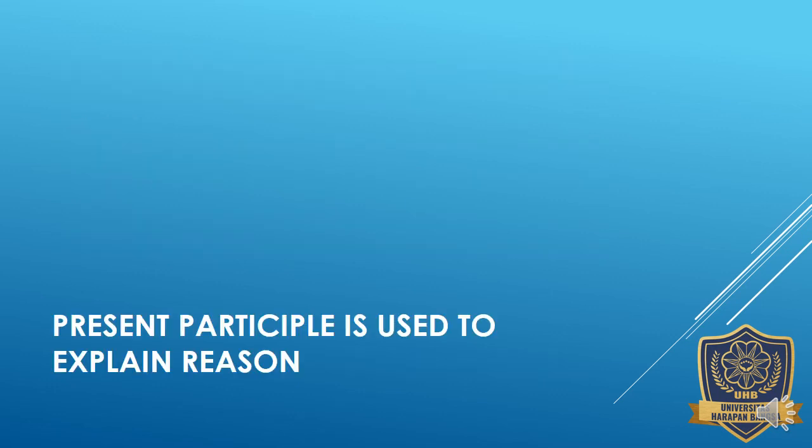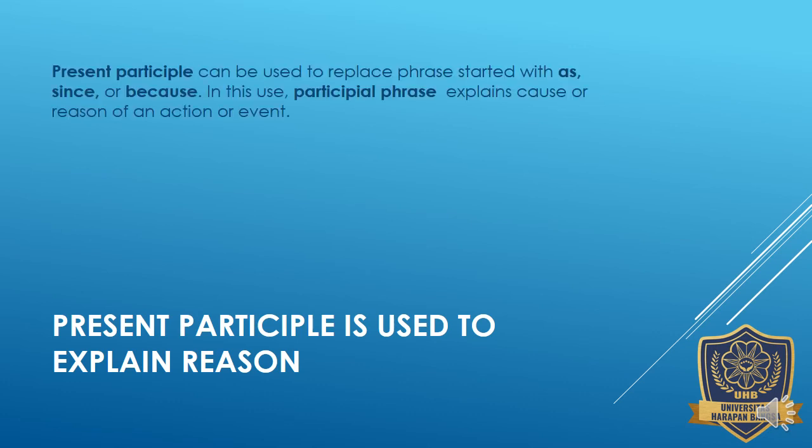Present participle is used to explain reason. Present participle can be used to replace a phrase started with as, since, or because. In this use, the participle phrase explains the cause or reason of an action or event. For examples, feeling hungry, he went into the kitchen and opened the fridge.